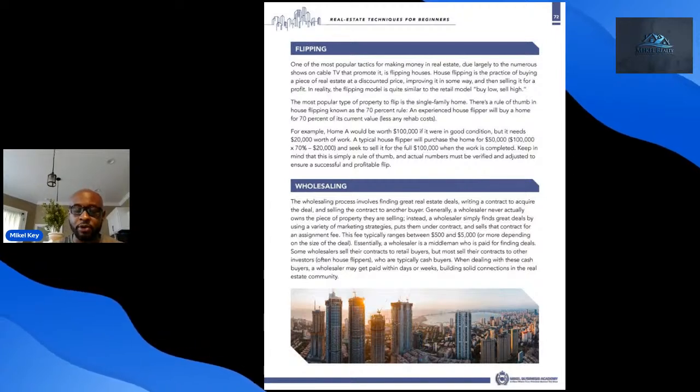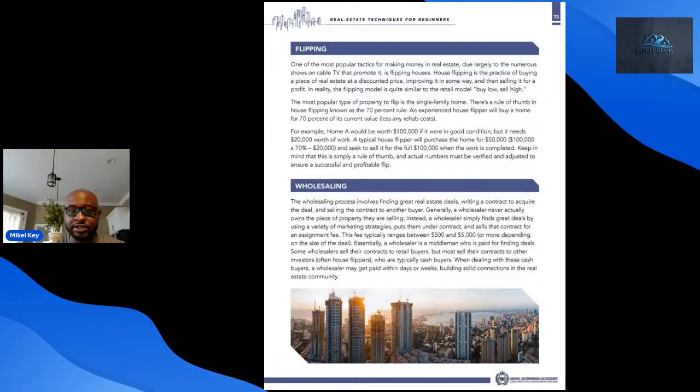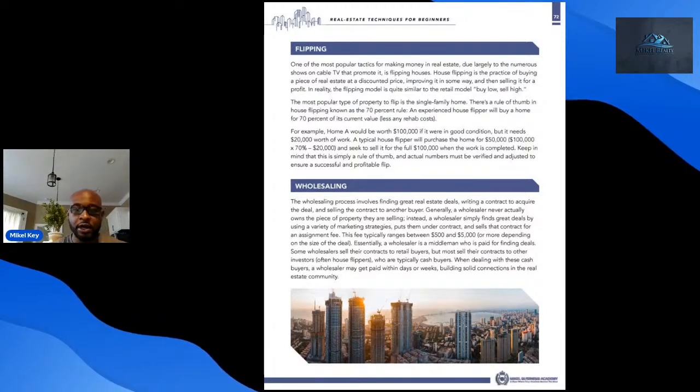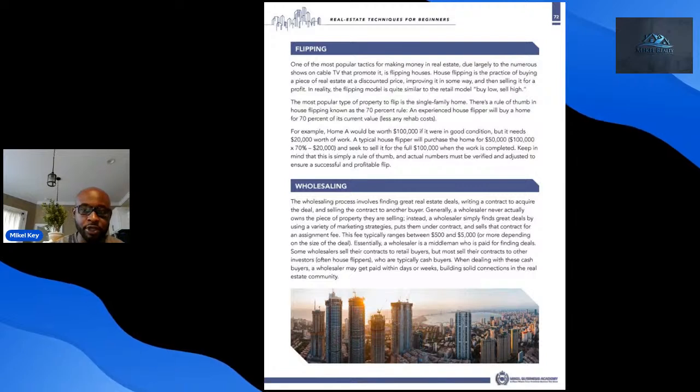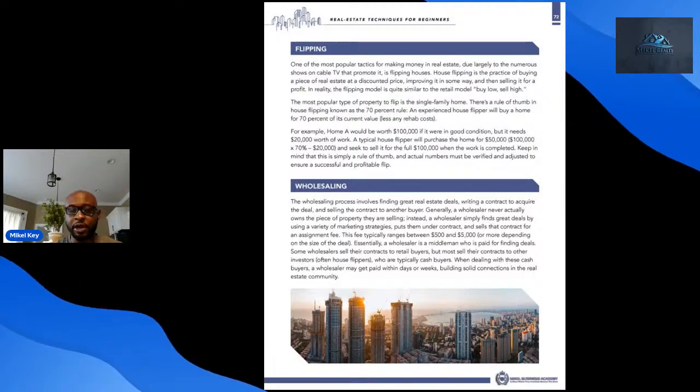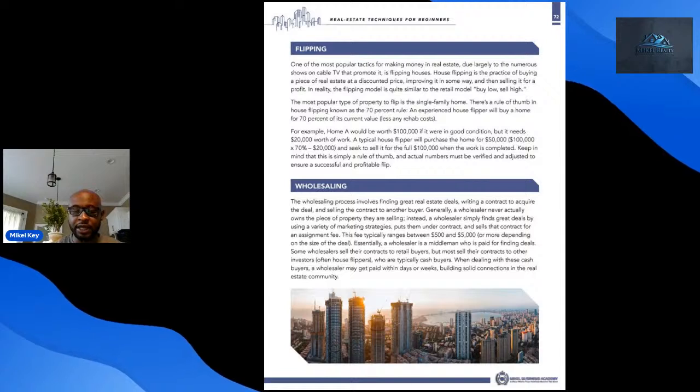So that's a simple way we calculate an ARV. You can also partner with an experienced licensed realtor, and they can teach you how they come up with the after repair value or the listing price they put properties on the market at. But that's a simple way.